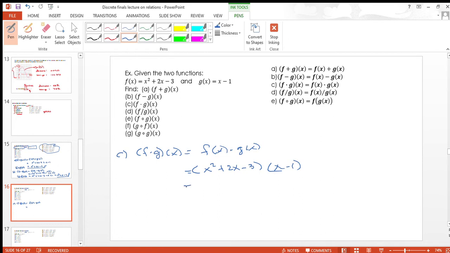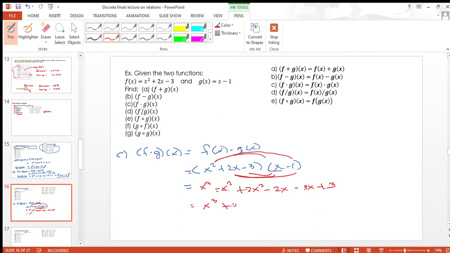So we just distribute, we multiply, so that will be x cubed, then that will be minus x squared, and then this is plus 2x squared minus 2x minus 3x, and then plus 3. Combining similar terms, we get x cubed. This is negative plus 2x squared, that will be positive x squared, negative 2, negative 3, negative 5x, and then we have plus 3.